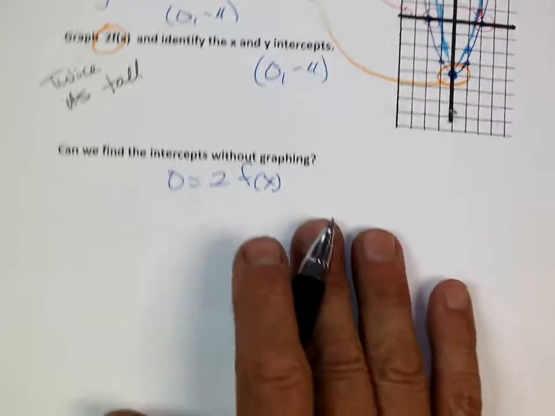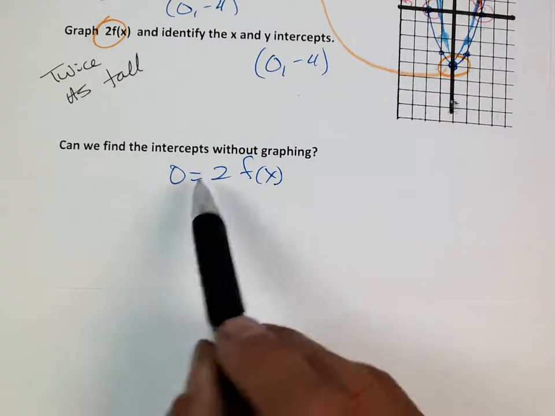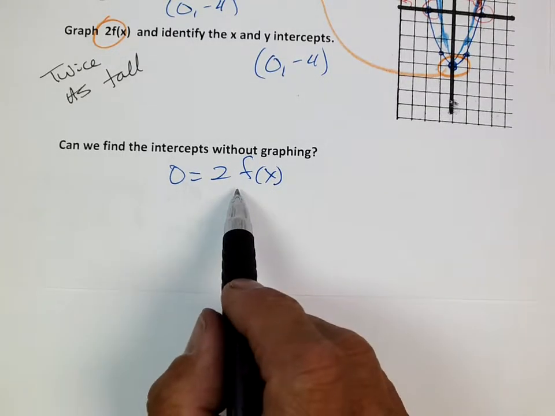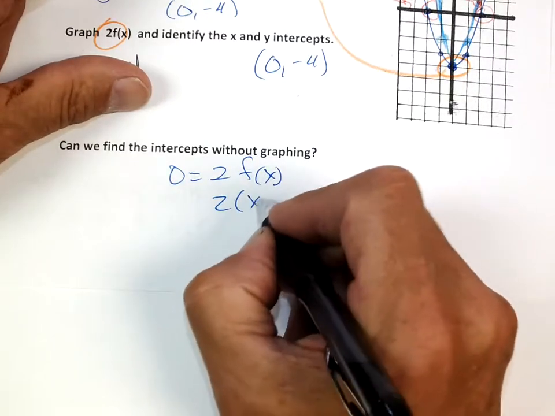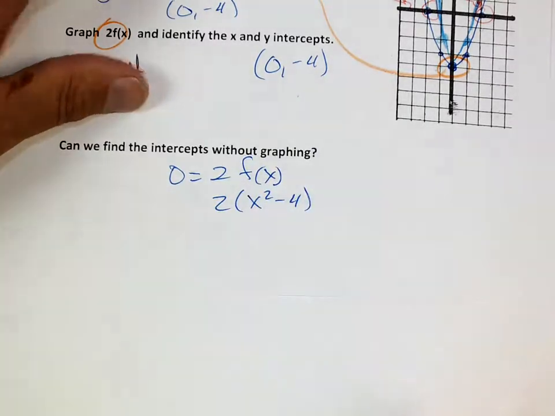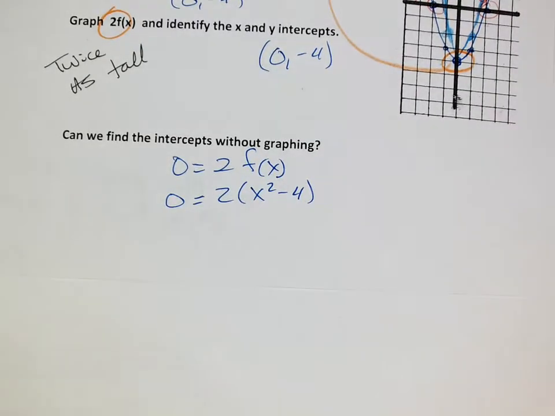I don't want to confuse you, but think about this. An x-intercept is where it crosses the x-axis, right? And that would be a height of 0. So we set it equal to 0. Now, f of x. What is f of x? Well, f of x was x squared minus 4, wasn't it? Looks like algebra, okay?